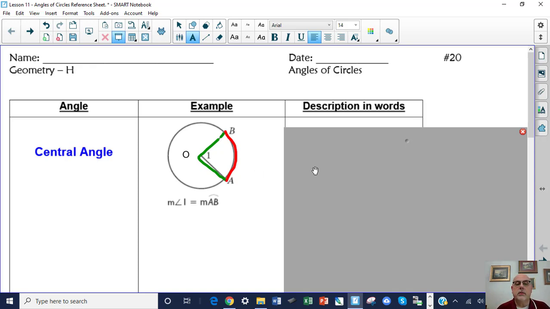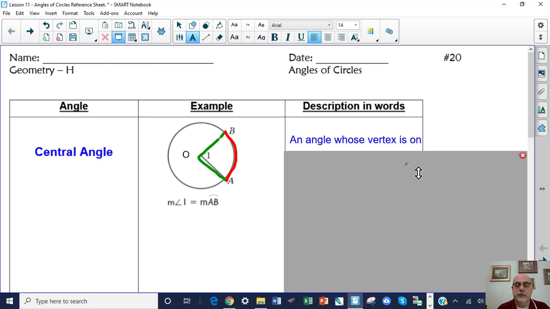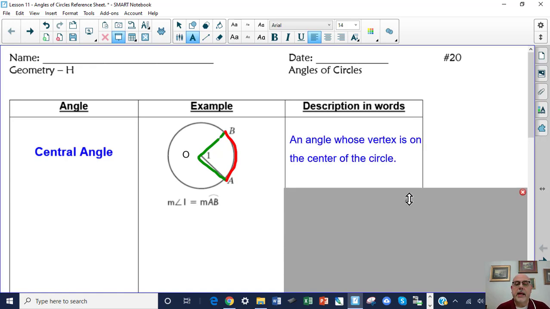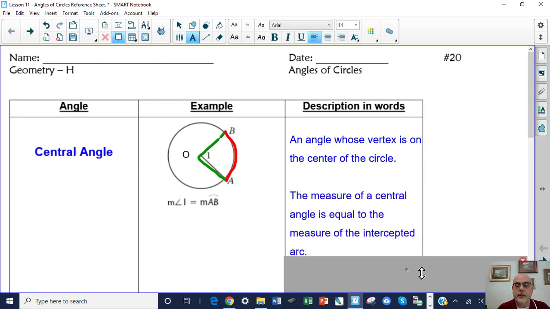Okay. So, first one is a central angle. A central angle is an angle whose vertex, point O, is on the center of the circle, hence the name central angle. And you can measure the distance around the circle in degrees. There are 360 degrees in a full circle, as I'm sure we all know. So the measure of that central angle is equal to the measure of the arc that it cuts off. So if the measure of arc AB is, say, 80 degrees, the measure of that angle will be 80 degrees.